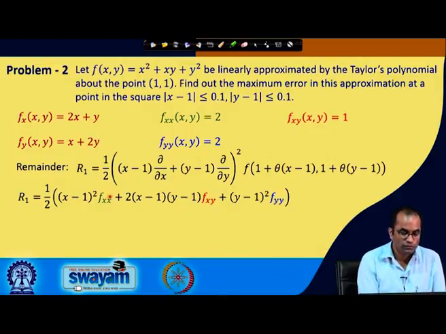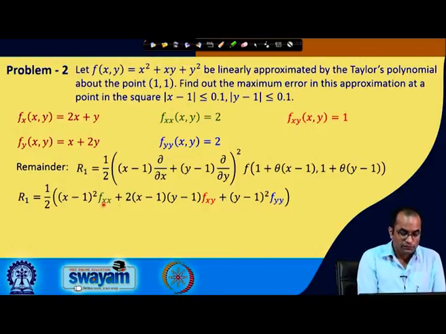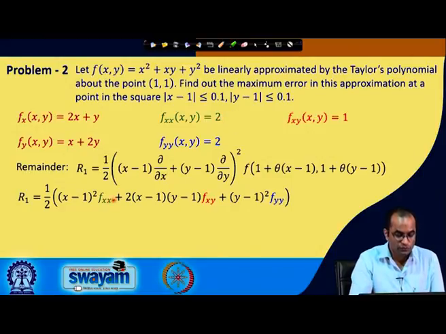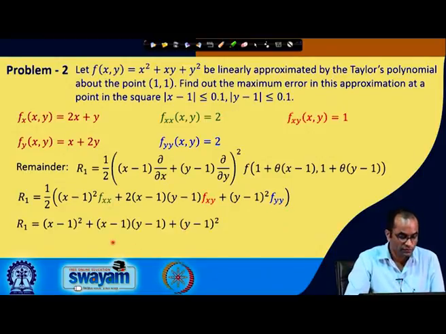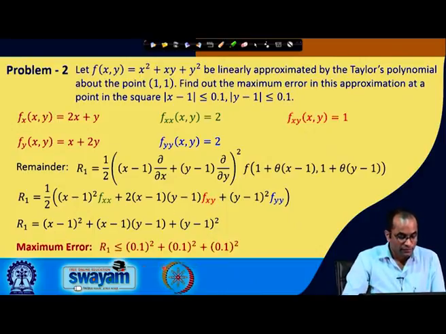So, (x minus 1) whole square, and this will be the second order term f_xx, 2 times f_xy times (x minus 1)(y minus 1), the mixed order term, and (y minus 1) square, and then we have again the second order term with respect to y. All these second order derivatives we have already computed, and they are actually constant in this case. So, we have here 2, and here we have 1 and then 2 again. After substituting this we have this remainder term, and it is given that |x minus 1| is less than 0.1 and |y minus 1| is less than 0.1. So, we can write down those terms here now.